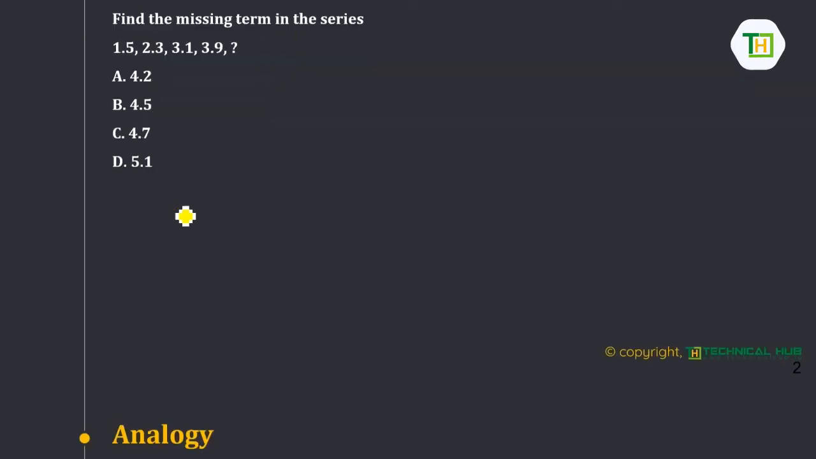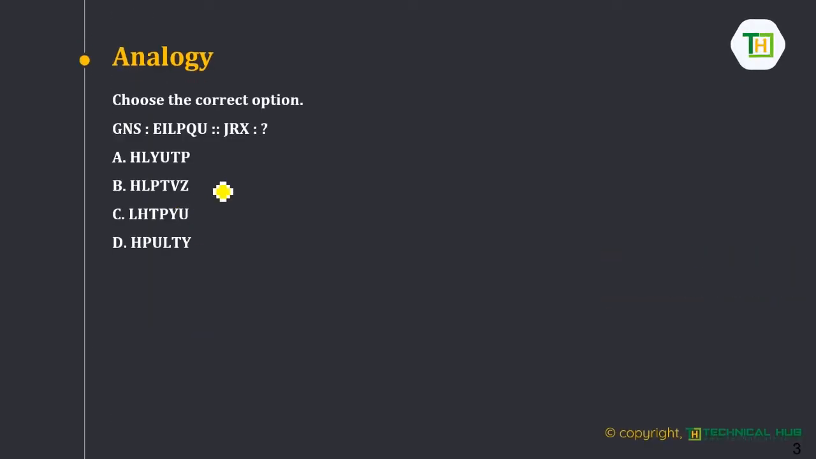Move on to the next one. Analogy. So what is the analogy? Analogy means find the logic between the first two and apply the same logic to the third one to get the fourth one. So first, take the logic between the first two.